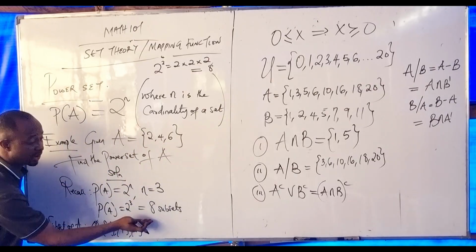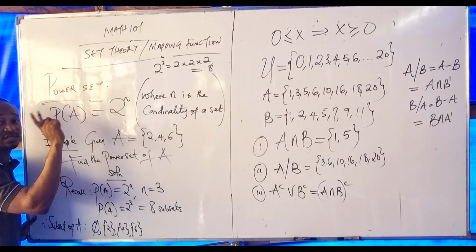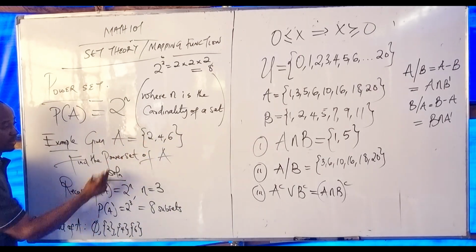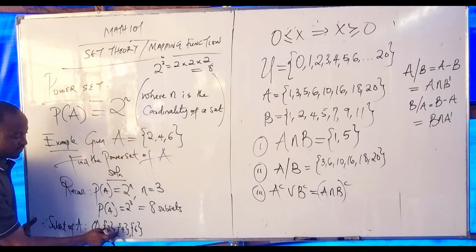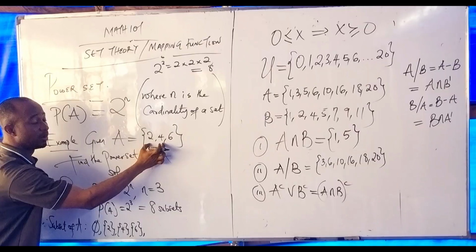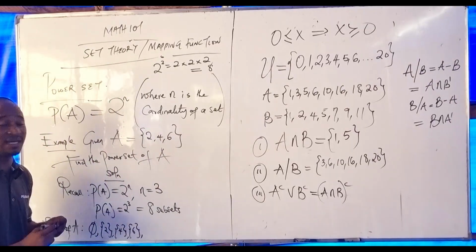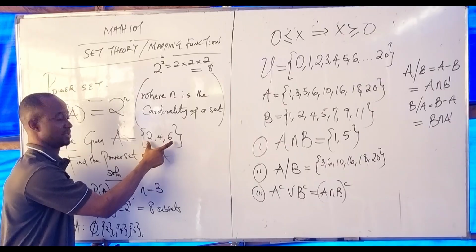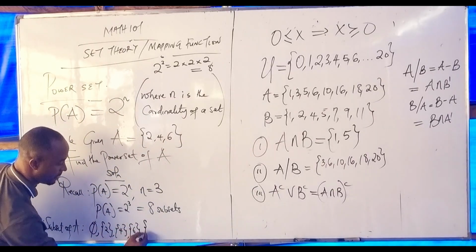Our aim is to bring out all the 8 subsets. So we start with the single sets first: empty set, followed by 2, followed by 4, followed by 6. Now we look at the double sets, because we have 3 elements here. That means I can generate single, double, and triple sets. Is that clear?